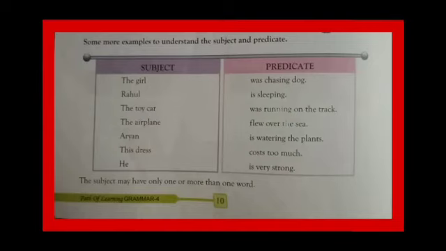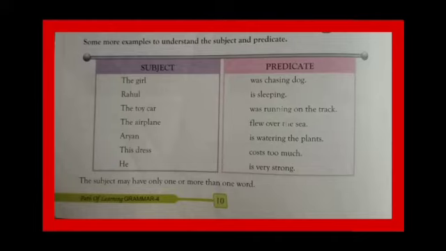So here we can see two columns, subject and predicate. The girl was chasing the dog. This sentence is about whom? About the girl who was chasing the dog. So who is the subject? The girl is the subject and was chasing the dog is the predicate. Rahul is sleeping. Who is sleeping? Rahul. So Rahul is the subject. Is sleeping is the predicate.